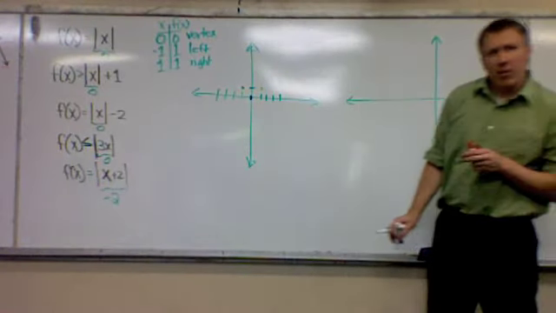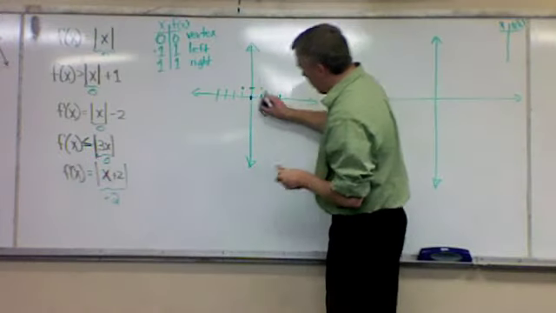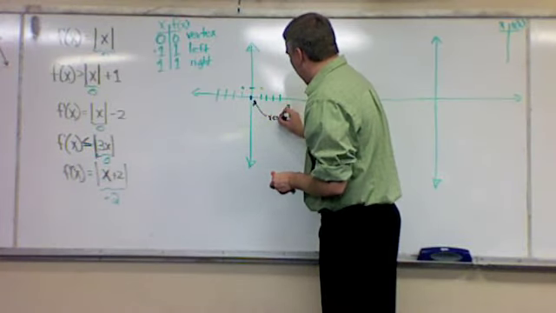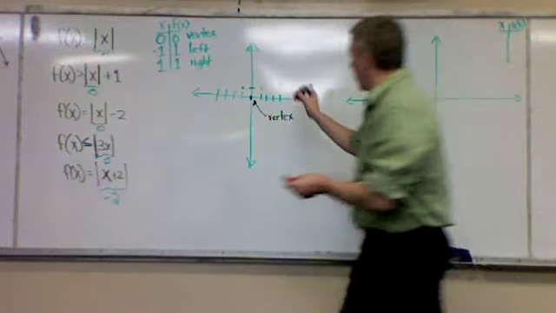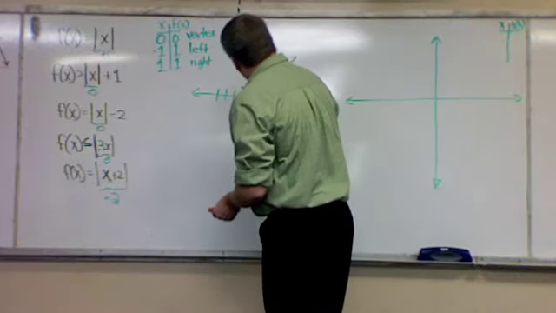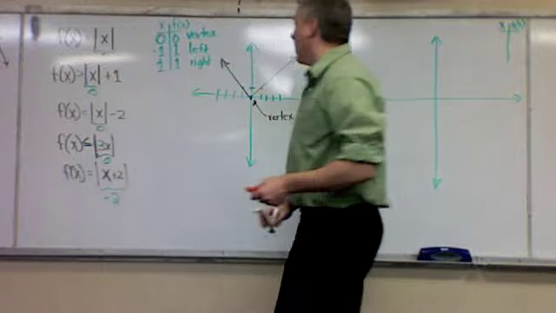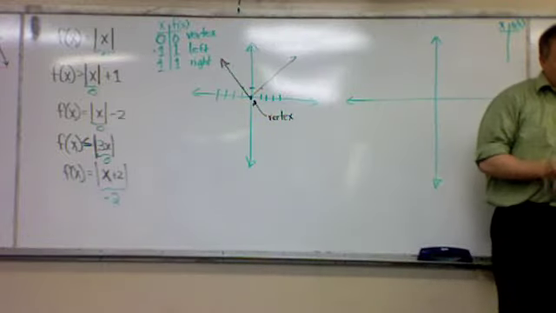And now, which one's my vertex? 0, 0. So this is my vertex. That's where everything comes out. Everything starts there and comes out. So I draw my graph starting there and going out through those other 2 points. Like that. There's the graph.